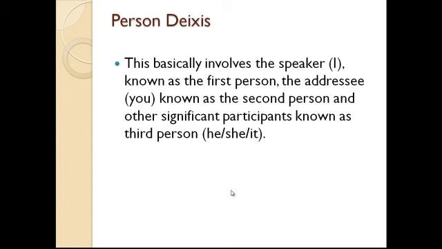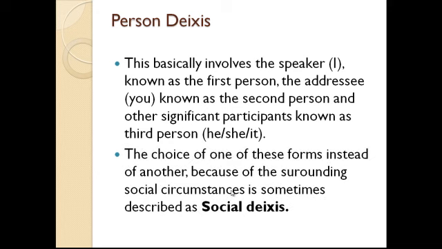Person deixis basically involves the speaker, marked by pronoun I, known as the first person, the addressee, marked by pronoun you, also known as the second person, and other significant participants, known as third persons. So all the third person pronouns that you know, he, she, it, apply in this particular case. Now, the choice of one of these forms instead of another because of the surrounding social circumstances is sometimes described as social deixis. This is a very important point. I'd want you to understand it.